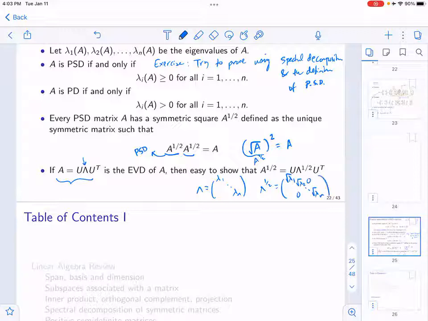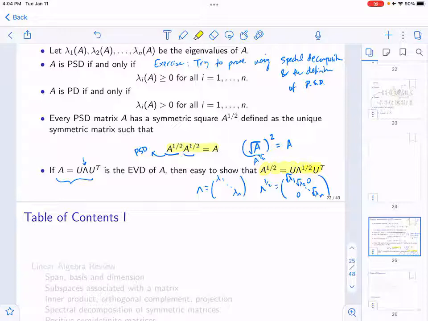It's easy to see that this is really a square root. If I multiply it by itself, it gives me back this. And then I'll let you verify that. So the claim is that this is a square root of a symmetric PSD matrix. In order to verify it, you have to verify that if I multiply it by itself, I get back A. And using the fact that U and lambda are special matrices, you should be able to prove it.